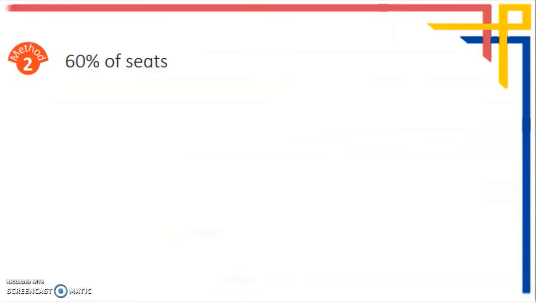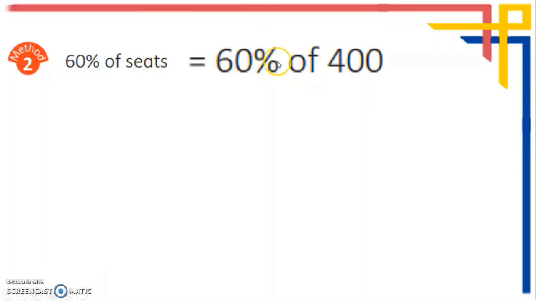Okay, show you the second method. 60% of seats. The number of seats is 400. It means 60% of 400. If we have here, we're going to multiply. But how are we going to multiply this 60%? The percentage must be written into fraction by putting 100 as the denominator. So we have 60 over 100 times 400.